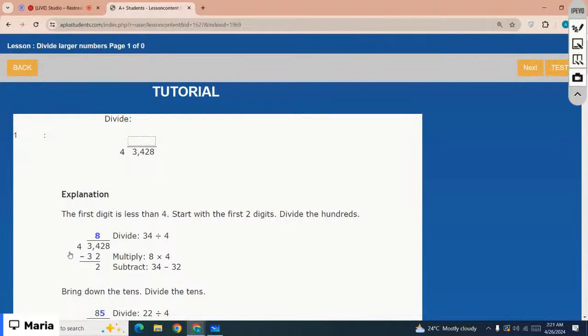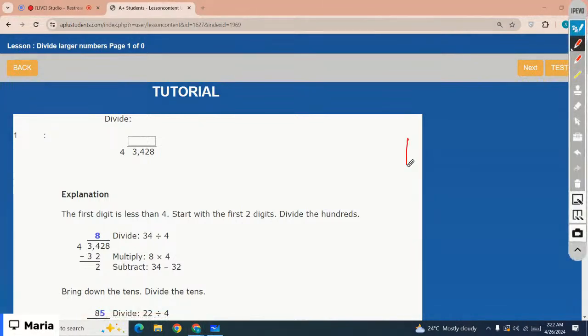Okay, the first one is a very important lesson and you need to be very careful while dividing, right? Let's just start with the first example. That is 3428 divided by 4, right? So just listen to me carefully because I know most of you don't know how to divide.